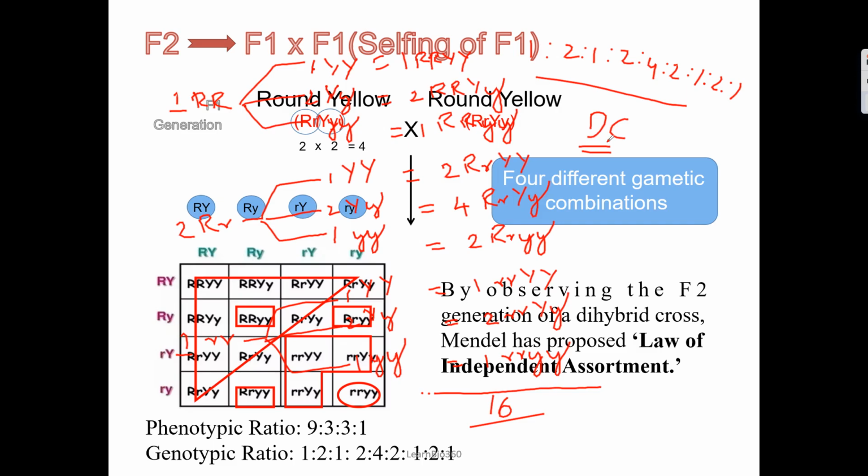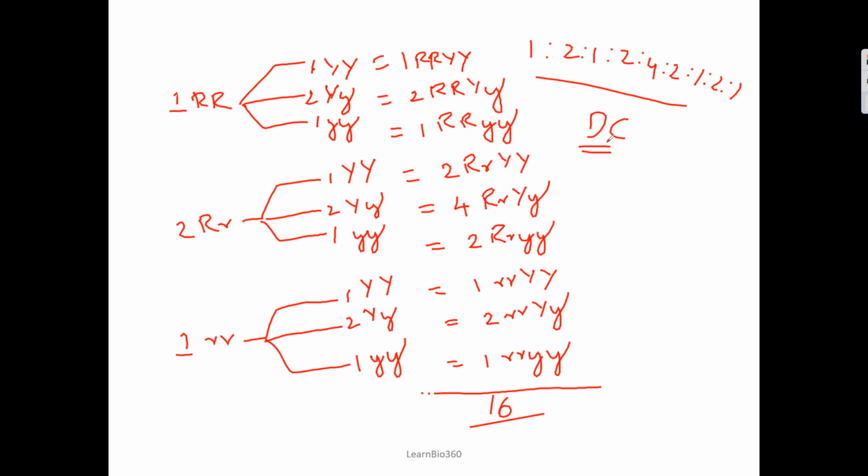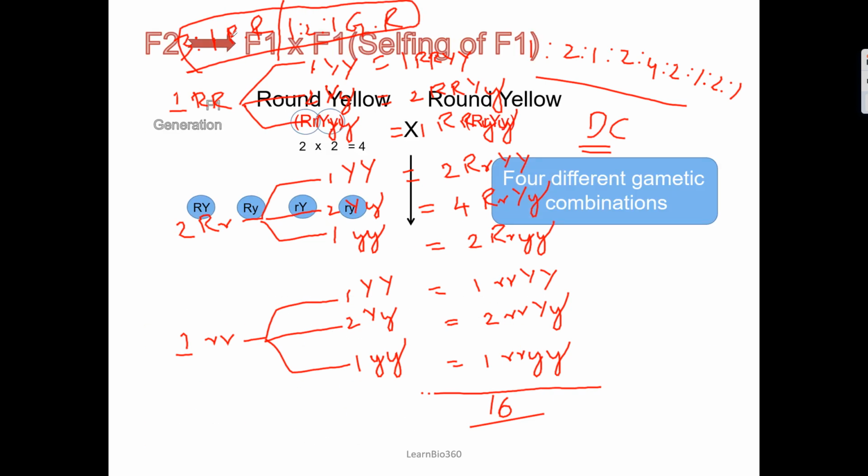So based on this, Mendel proposed the law of independent assortment. What is it saying here? Both the characters are transferred in 3:1 phenotypic ratio or 1:2:1 genotypic ratio. So this he called the law of independent assortment.